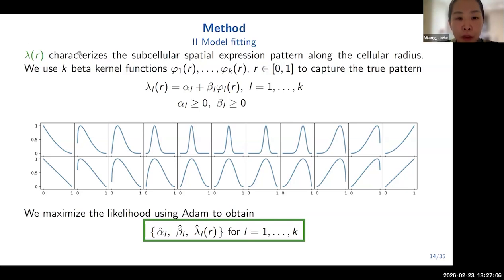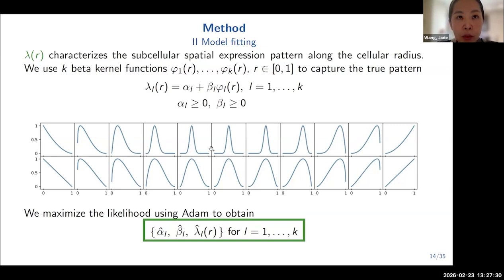To estimate this function, we actually used a kernel fitting method. We proposed several pre-specified kernel functions. Those functions are defined by beta PDF, because beta PDF by nature is on the support 0 to 1. It's a PDF, so the integration equals 1, which makes our computation easier.